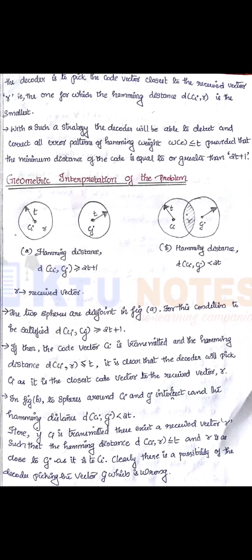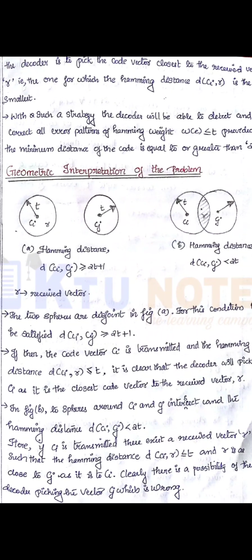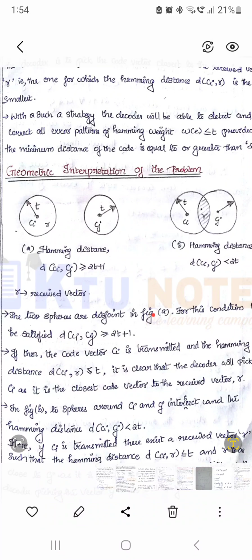Okay. So we assume that the 2 raised to k code vectors in the code are transmitted with equal probability. Then the best strategy for the decoder is to pick the code word closest to the received vector R, that is, the one for which the Hamming distance d(Ci, R) is the smallest, which means that graphically we can represent this.